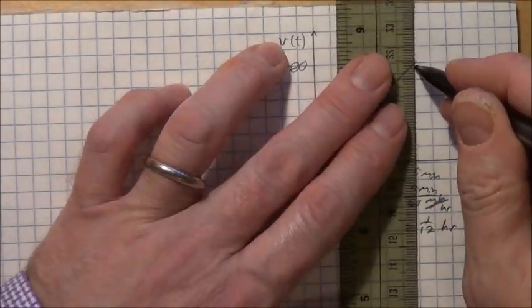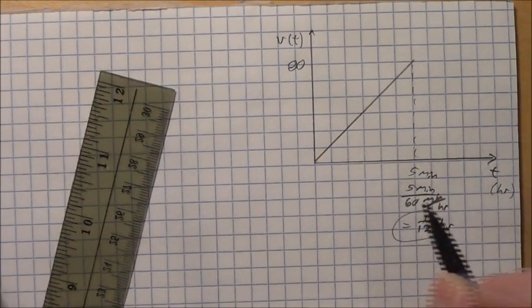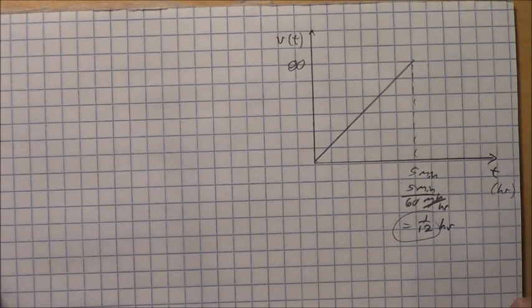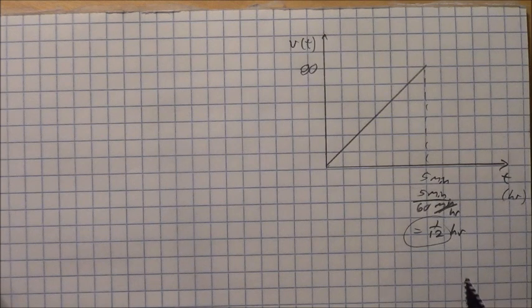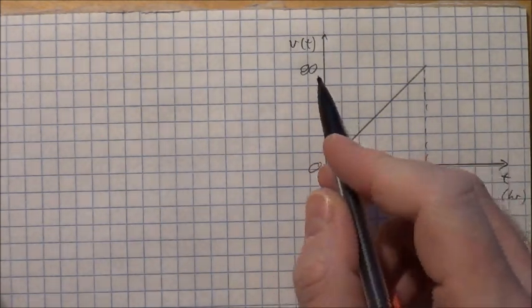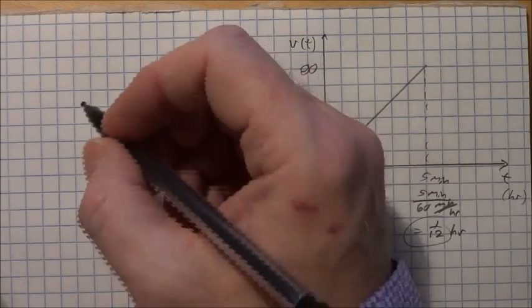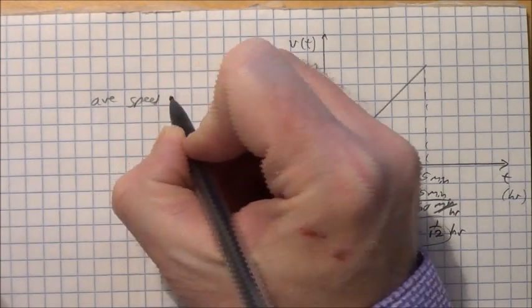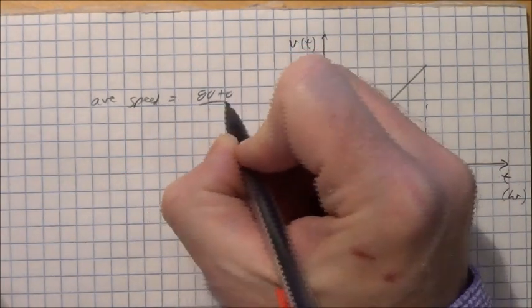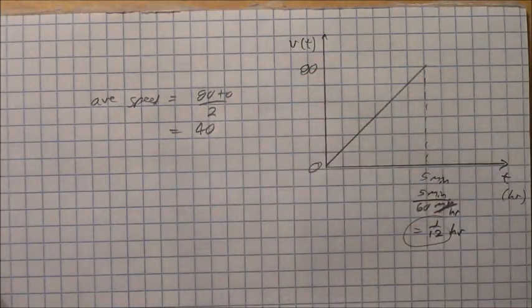So this is 1/12. If the object starts at rest, that means it's going from 0 kilometers an hour up to 80 over 1/12 of an hour. The average speed is 80 plus 0 divided by 2, so the average speed is going to be 40 kilometers an hour.